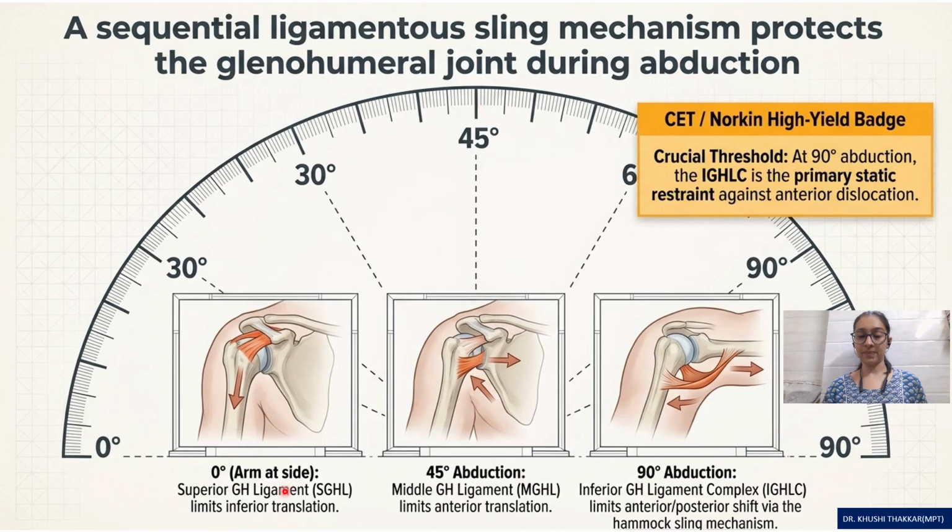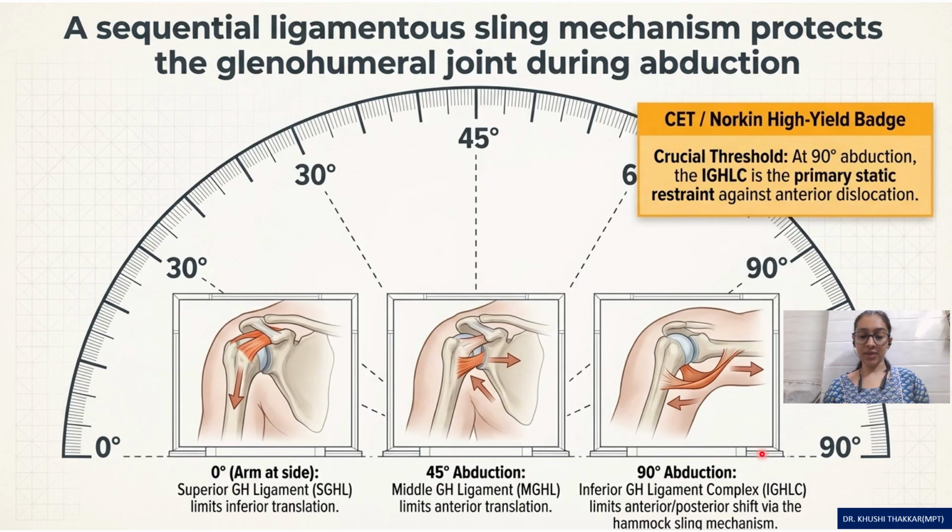in static position. Now, as we begin abduction, till 45 degrees of abduction, the middle glenohumeral ligament, which is attached here, limits the anterior translation. It will prevent the anterior translation of the head of the humerus. Next is at 90-degree abduction.